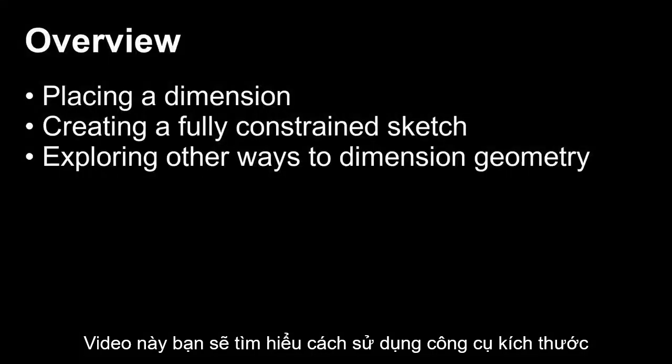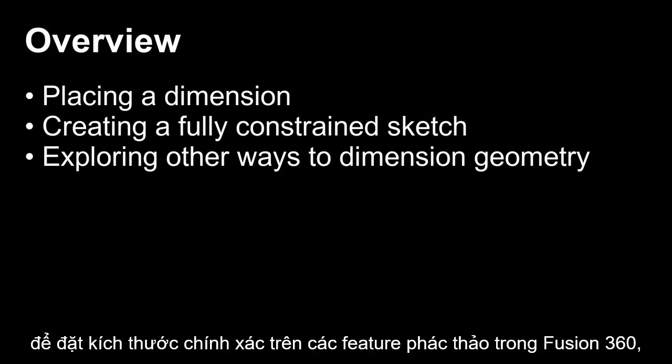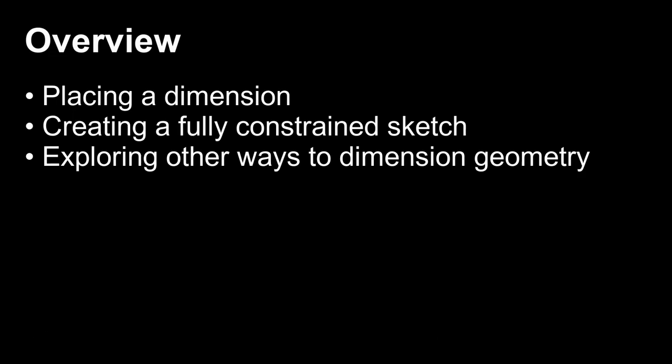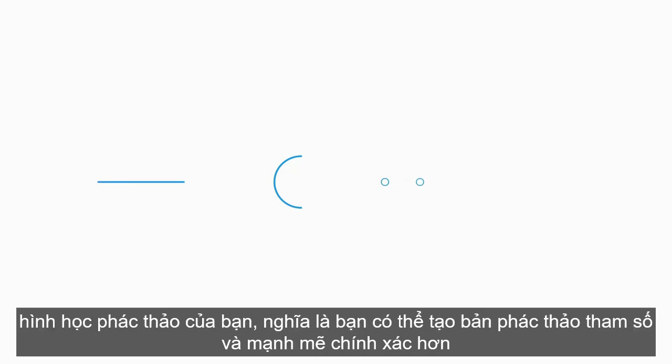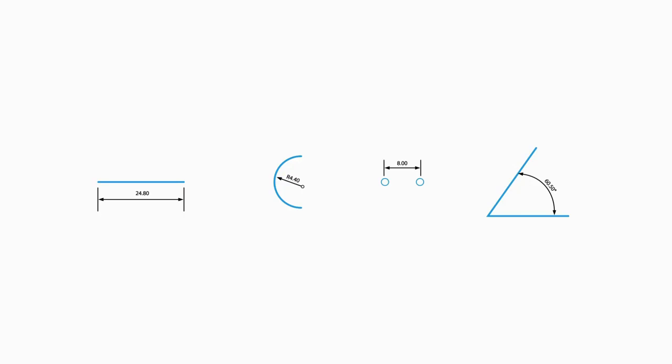In this video, you will learn how to use the Dimension tool to place accurate dimensions on sketch features in Fusion 360. The Dimension tool lets you add specific values to lines, arcs, points, or angular features to your sketch geometry, meaning you can create more accurate, robust, and parametric sketch profiles.